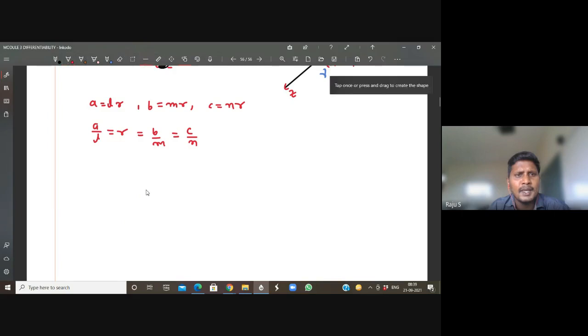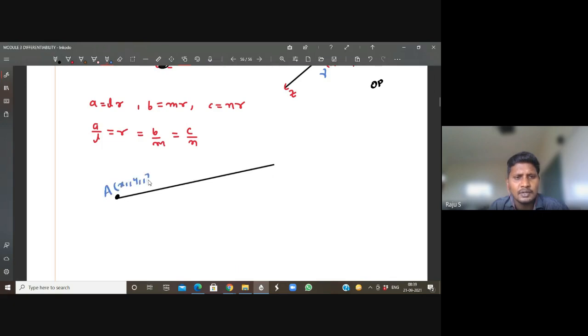Mainly, if they give a line segment joining two points, let us take A of x1, y1, z1 and B any other point x2, y2, z2. A and B are any two points of the given line segment. Then I want to find the direction ratios with the help of the given two points. This type of question is there in exercise 1, very easy.